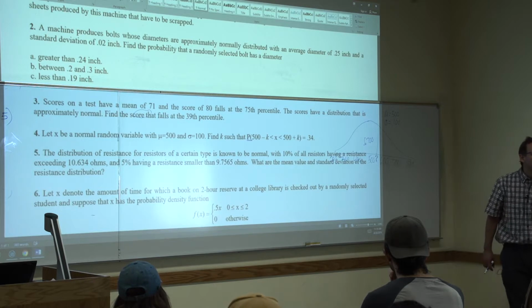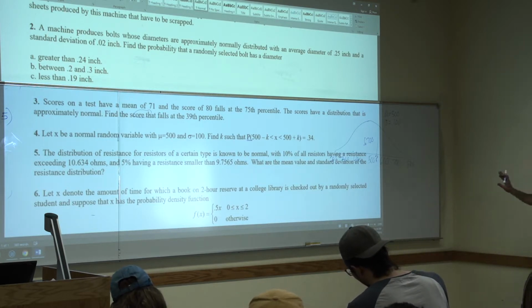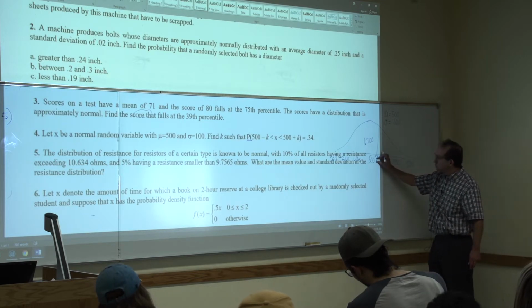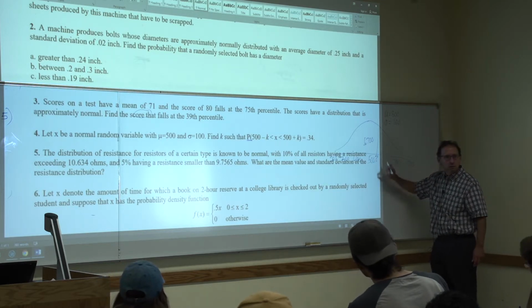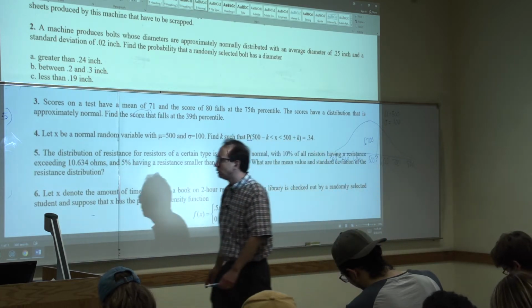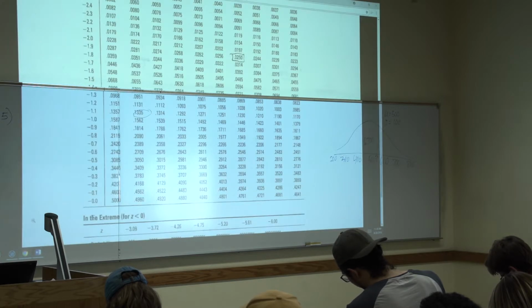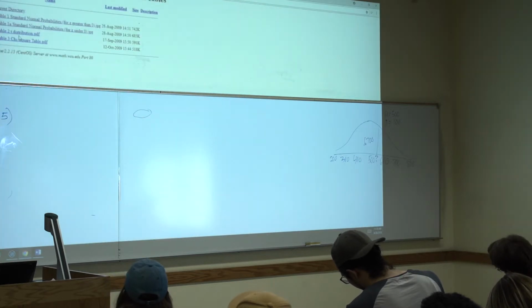So now let's finish it out here. What are we going to do from here? How are we going to figure out this score here? We can make use of our z-table. So how are we going to make use of our z-table? Find 700 and see what your z equals.